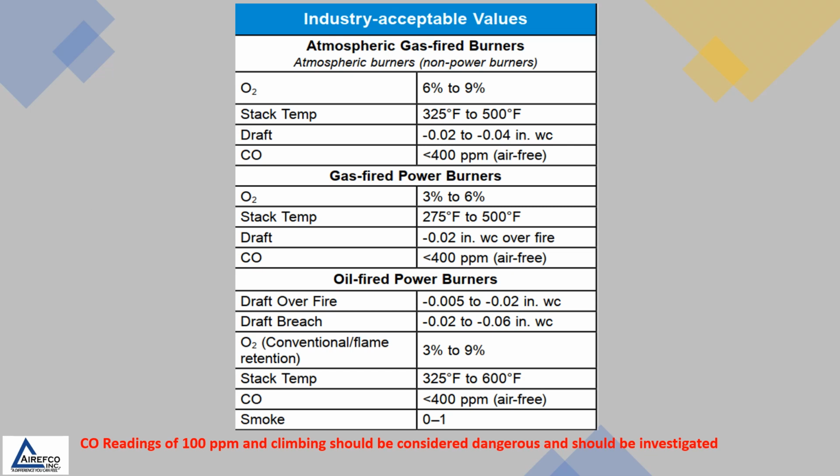Usually when you purchase a combustion analyzer, you will get charts that will show you what the industry accepted values are for O2, stack temperature, draft, CO, and so forth. If you have not been trained in combustion analysis, this is necessary for you to know where the proper boundaries are for all of these readings to verify if a furnace is operating at its highest efficiency level. CO readings of 100 parts per million and climbing should be considered dangerous and should be investigated.